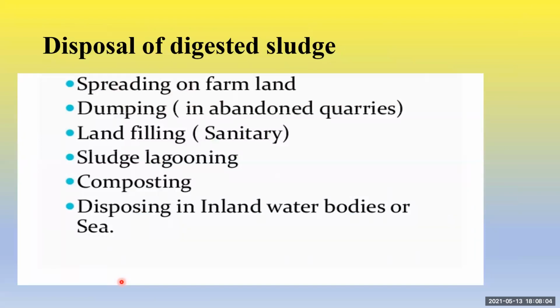Now, once the sludge has been digested and dewatered, it has to be disposed of. It can be used for spreading on farmland. It can be dumped on abandoned lands. It can be used in landfilling. It can be used in sludge lagooning, as compost, or disposed of in inland water bodies or seas. This is how you can dispose of the digested sludge. Okay, so that is all about anaerobic sludge digestion.